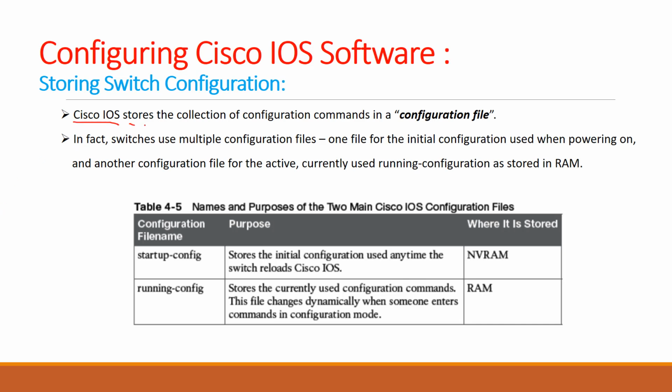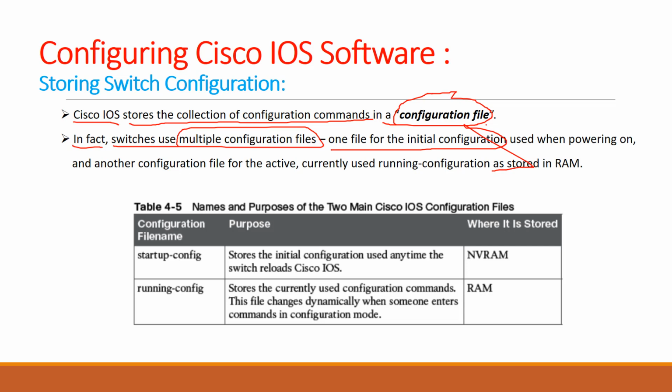Cisco IOS stores the collection of configuration commands in a configuration file. In fact, switches use multiple configuration files. One file for the initial configuration, used when powering on the device, and another configuration file for the active or currently used running configuration, as stored in RAM. So there are two types of configuration files.